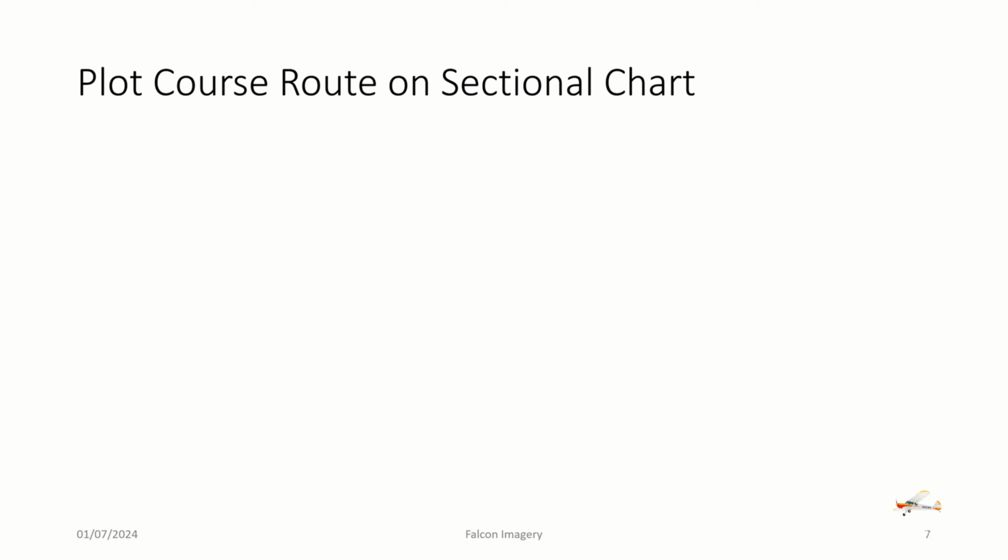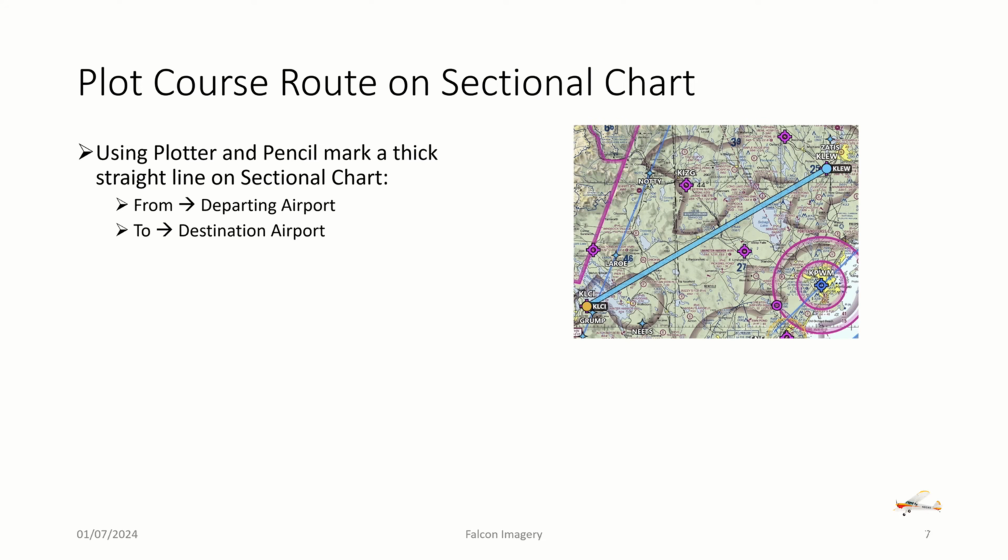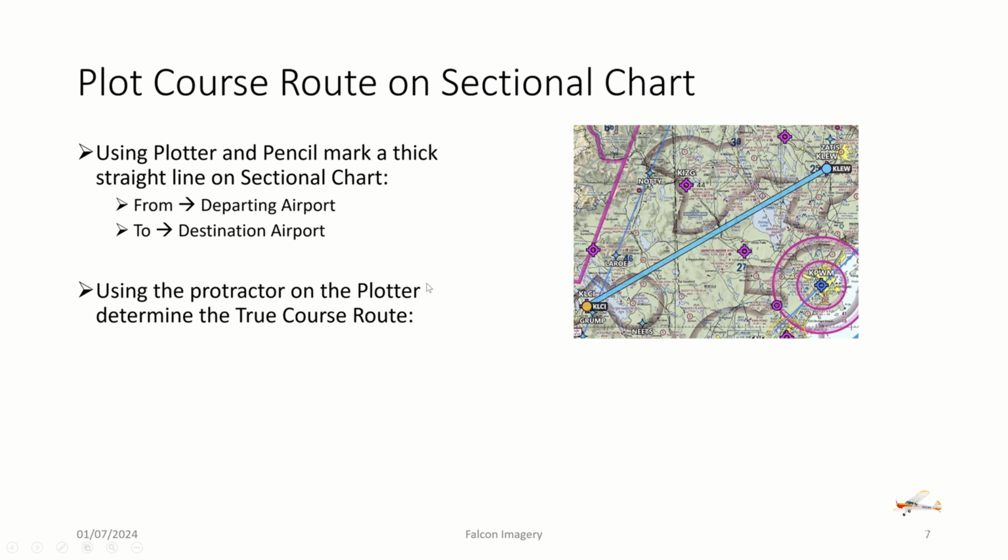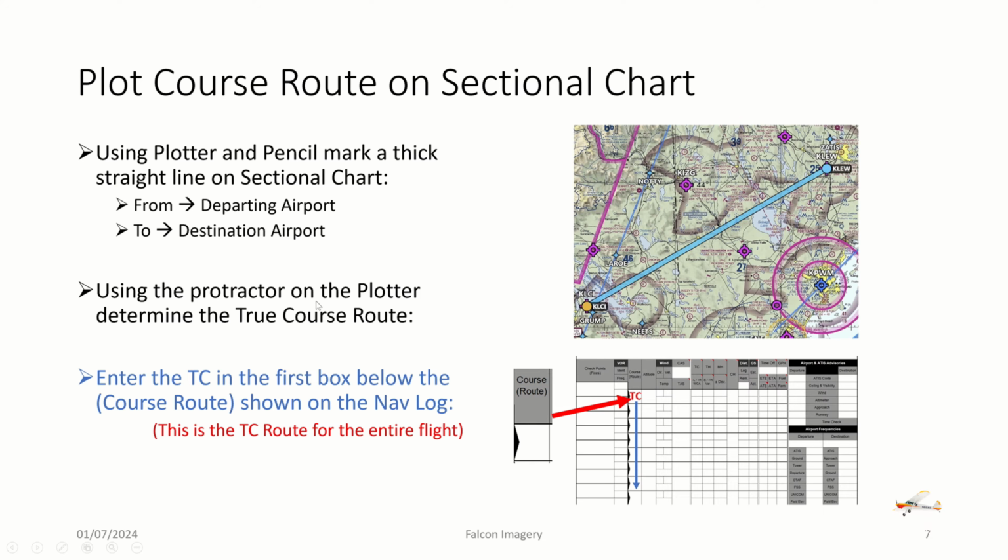So first, we're going to plot our course route on the sectional chart. Using a plotter and a pencil, mark a thick straight line on the sectional chart, as you can see here. Make that mark from the departing airport to the destination airport, just a nice straight line. Use the protractor on the plotter to determine the true course route. And I have a separate video that shows you how to use the protractor on the plotter to determine that true course route.